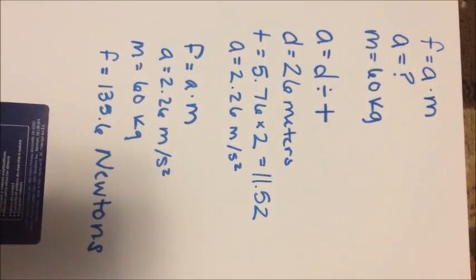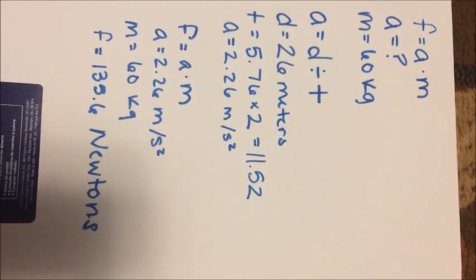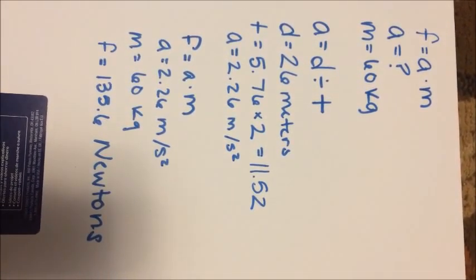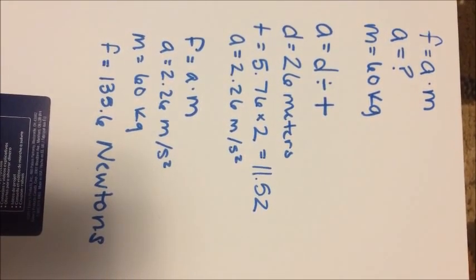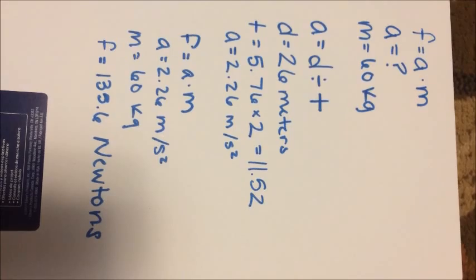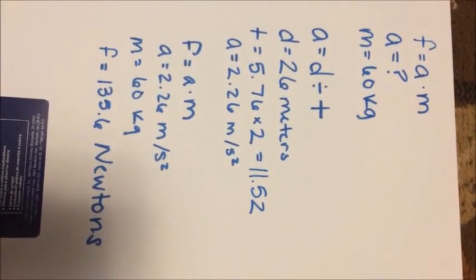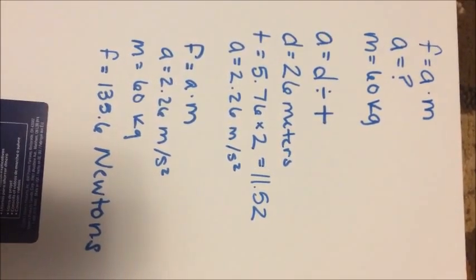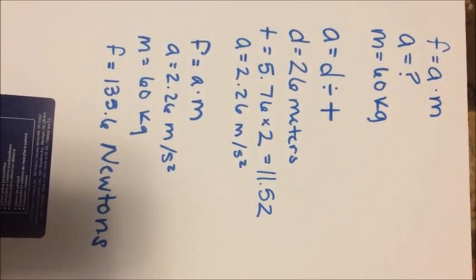My formula for force is acceleration times mass, but we don't know the acceleration, but we do know my mass is 60 kilograms. To find the acceleration, we do distance divided by time, and our distance is 26 meters, and then our time is 5.76 times 2, which equals 11.52. So our acceleration is 2.26 meters per second squared. We put that back into the force formula, and we get 135.6 newtons.